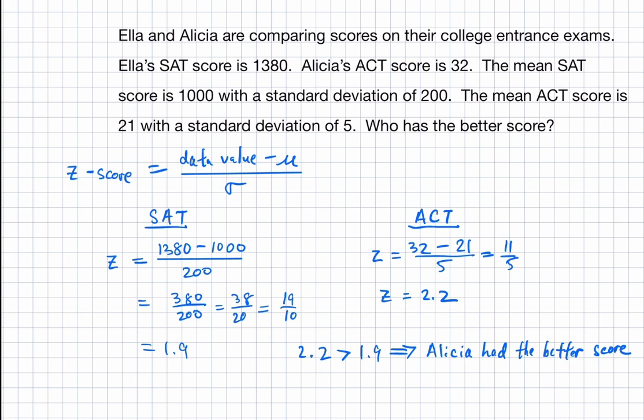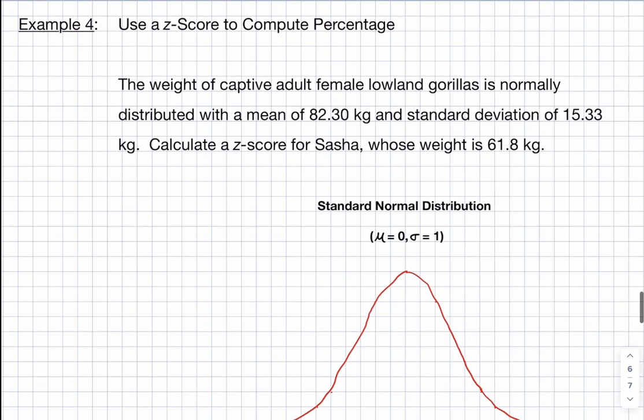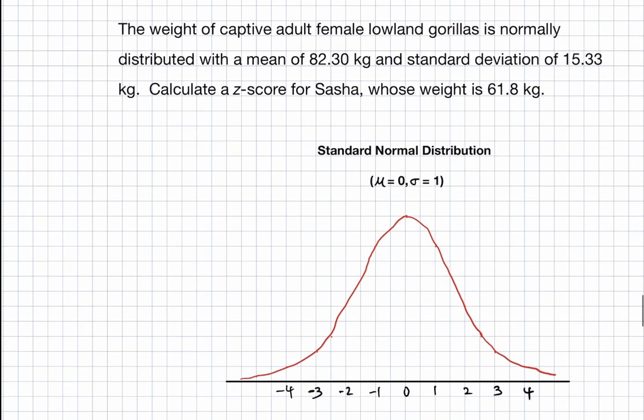Okay, all right, so let's go ahead and move on to our last example, example 4. Okay, so we're going to use a z-score to compute percentage. So in this example, we have the weight of captive adult female lowland gorillas, and it's normally distributed with a mean of 82.30 kilograms and a standard deviation of 15.33 kilograms. So we need to calculate the z-score for Sasha, whose weight is 61.8 kilograms. Okay, so let's go ahead and calculate the z-score for Sasha.